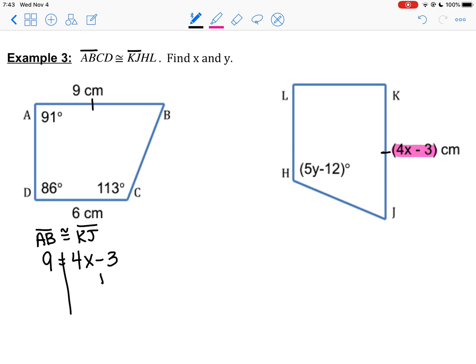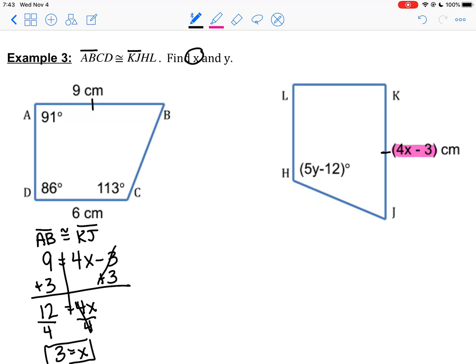The first thing I need to do is add 3 to both sides. So 9 plus 3 is 12, and 12 equals 4x. So 4 times x, I'm going to divide to cancel that out, and 12 divided by 4 is 3. So the value of x is 3. I just double check, make sure that's what it asked me to do, and it did. It said find x and y.